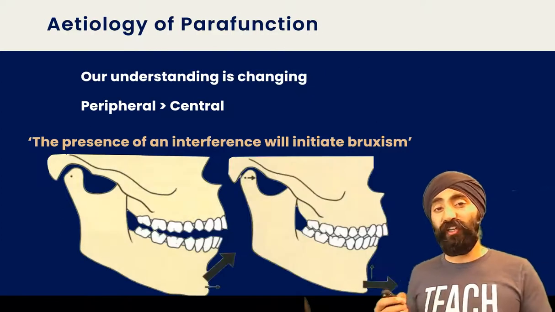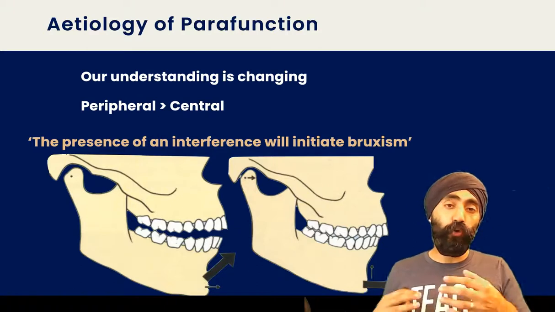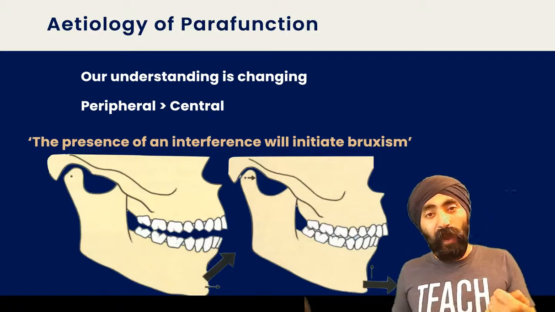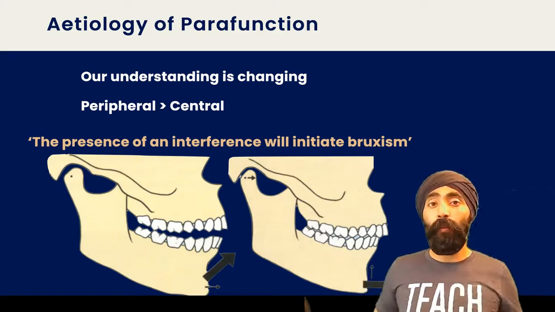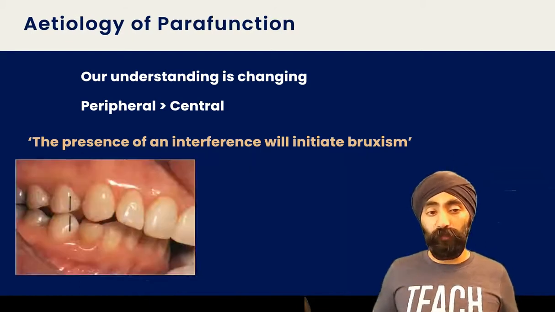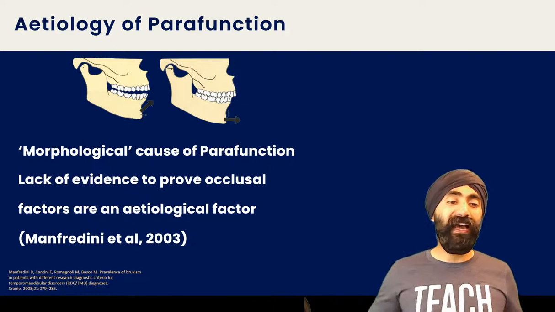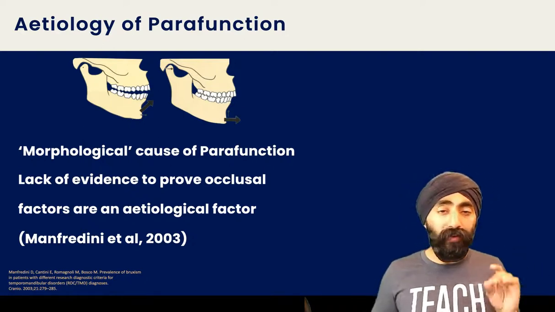So now we accept that actually it's nothing peripheral, i.e. nothing to do with the shape of the teeth or interference that causes our bruxism, but it's actually something inside here, something in our head. It's like a switch, and we can't switch it off. Or we might be able to if we figure out what's causing that switch to be on, but it's probably nothing to do with the shape of the teeth. So the evidence is heading away from a morphological cause of parafunction, and there's really a lack of evidence to prove occlusal factors are an etiological factor.